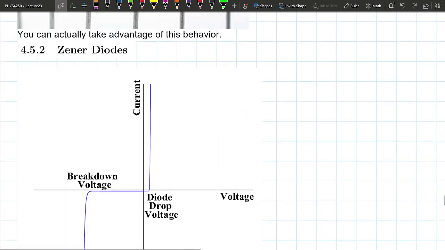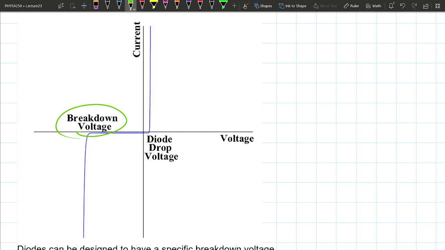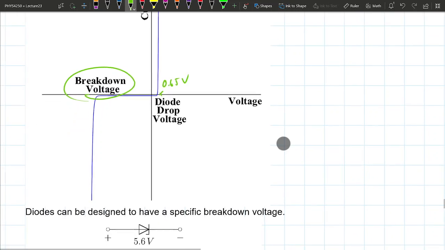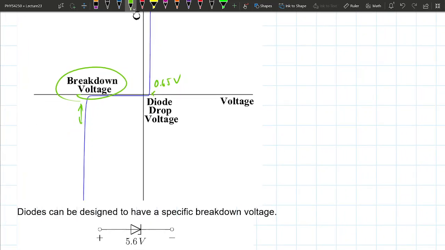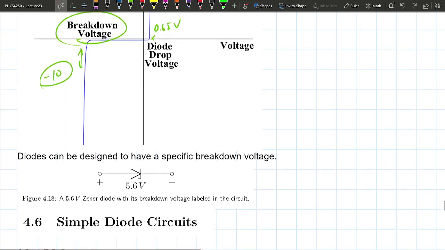There's also these things called Zener diodes. They're actually designed to break down at a certain voltage. So let's say this is positive 0.65 volts, right? Over here, it might be designed to be like negative 10 volts. So if the voltage goes beyond negative 10, then that Zener diode allows current to flow through. It's a way to stop surges. Surge protectors have Zener diodes in them too. So when the voltage goes too high, it allows the current to go to ground.